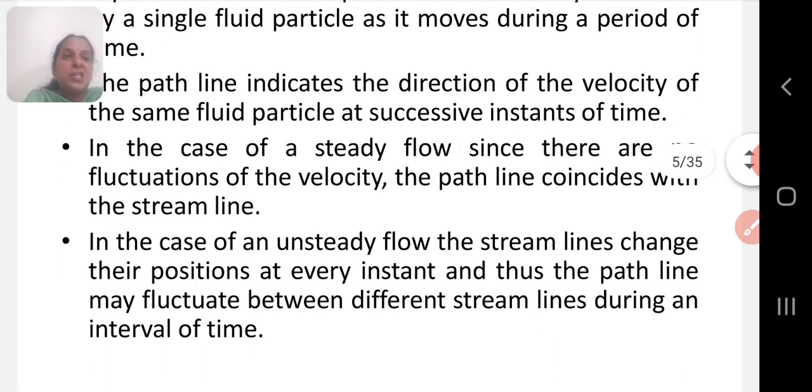In case of unsteady flow, the streamlines change their position at every instant, and thus the path line may fluctuate between different streamlines during the interval of time. So this is the difference between the path line and the streamline.